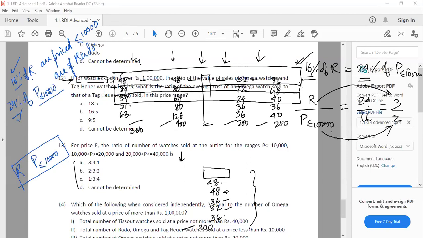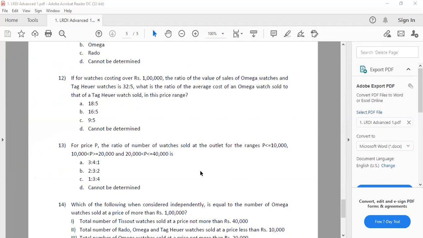Understood? Total number of watches in this price category, in this price category, in this price category. What is the ratio? You'll be able to do it? Yes, sir. It will be done, right? Yes, sir. It's simple. All right.